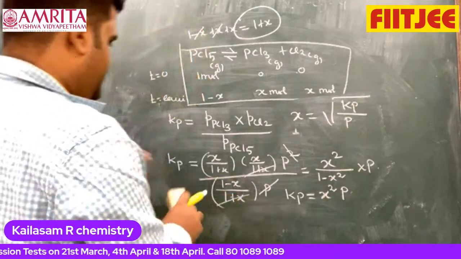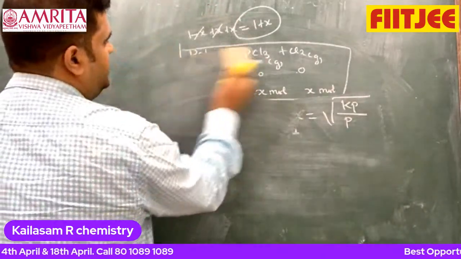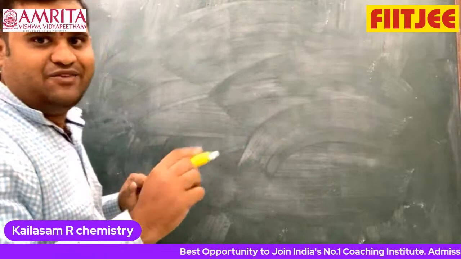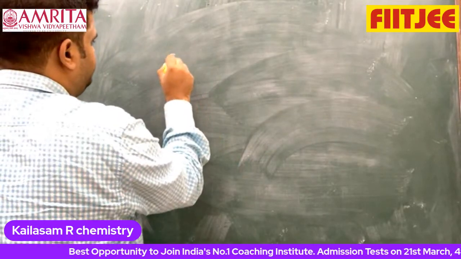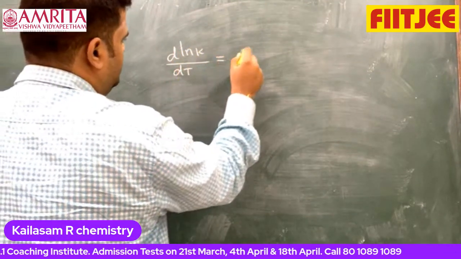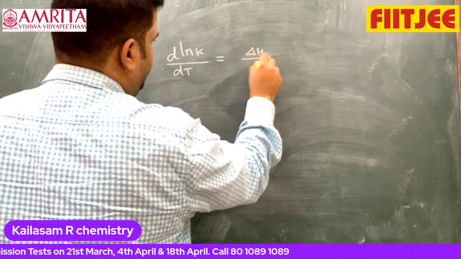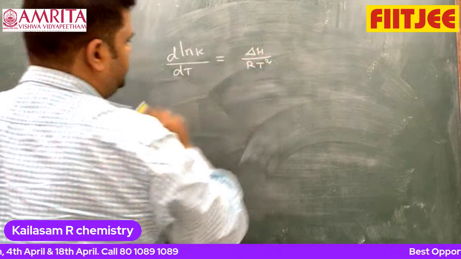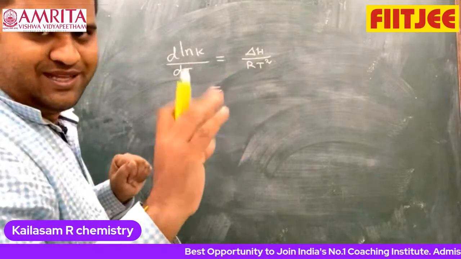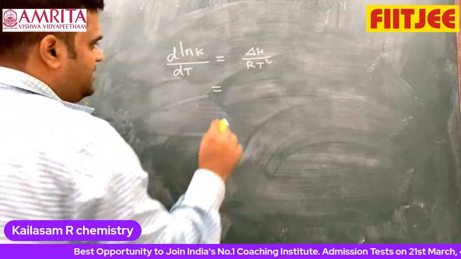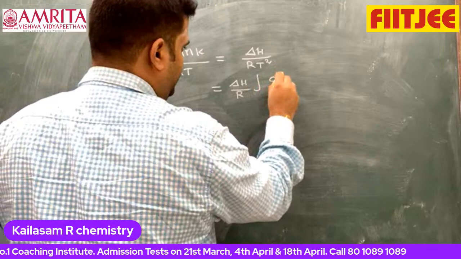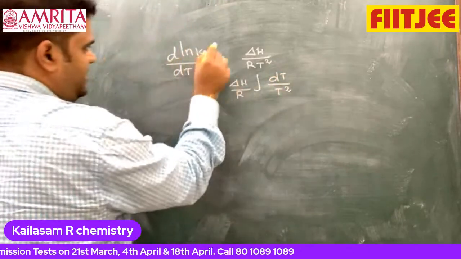Now the next one: the dependence of the equilibrium constant on temperature. What is the temperature dependence of the equilibrium constant? There is an equation I am going to take, the Van't Hoff equation. d ln K by dT is equal to delta H by R T squared. Now assume that over a short range of temperature, delta H remains constant. I take delta H by R times dT by T squared as d ln K.